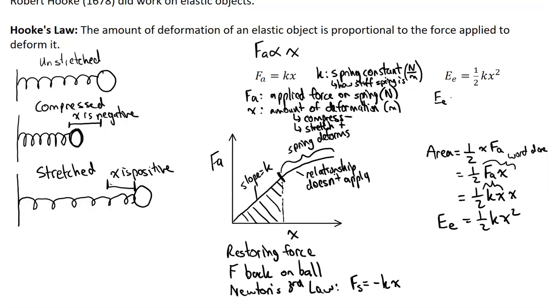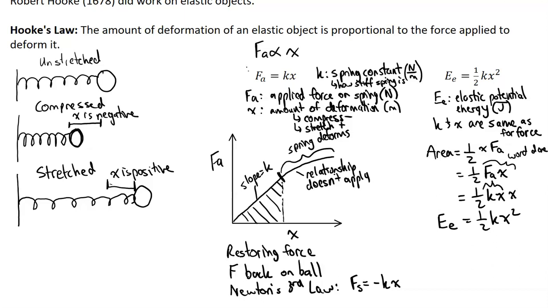And so a couple of things that we're going to define here. E with a little subscript E is elastic potential energy, and just like every other type of energy, it's measured in joules. And we've already defined K and X. Those are the same as in terms of the force.